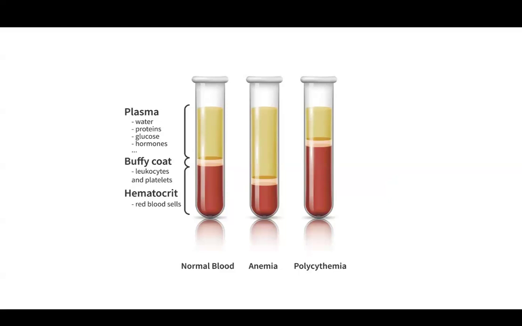Now, in some cases, in patients who have anemia, the hematocrit will decrease. And there are some conditions where you have an increase in the number of RBCs. These usually tend to be malignancies, like polycythemia vera, where the body is overproducing RBCs. Now, this will present with an elevated hematocrit.